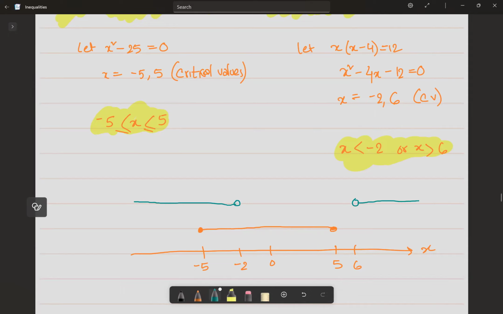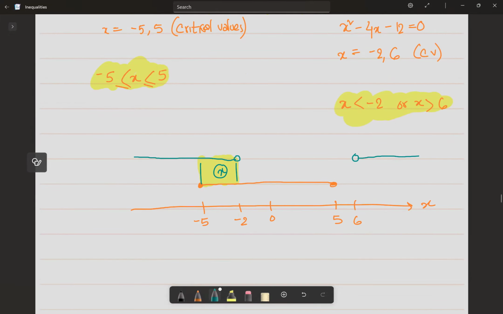So now if we want to consider the common region, it is the region overlapping the two lines, which is this region. If we take a look in here, there is no overlapping region, or here we don't find any overlapping region. So our final value is that x lies in between these 2 points, minus 5 and minus 2. So our final answer should have x in between minus 5 and minus 2.